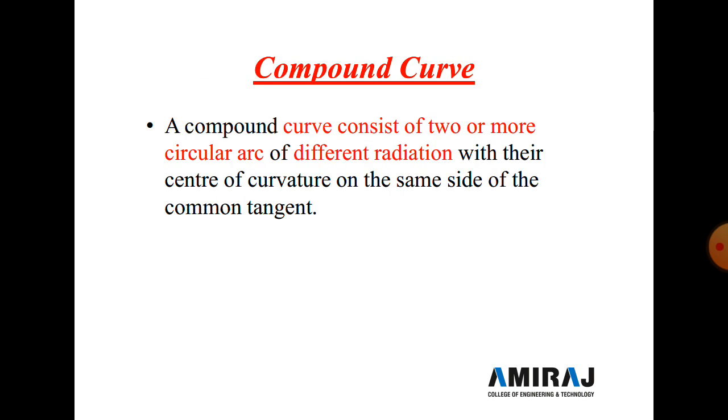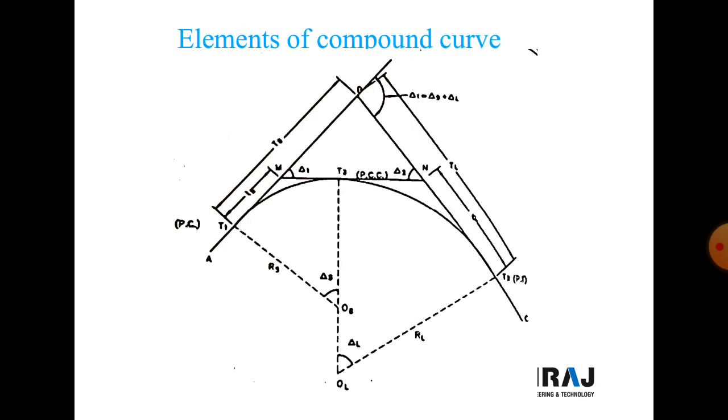Now the next topic we start is the compound curve. What is a compound curve? A compound curve consists of two or more circular arcs of different radii with their centers of curvature on the same side of the common tangent. So it's called a compound curve. Here R1 and R2 are given as radii, and R3 and R4 are also given. Here two curves of different radii are joined to make one circular curve, so it's called a compound curve.